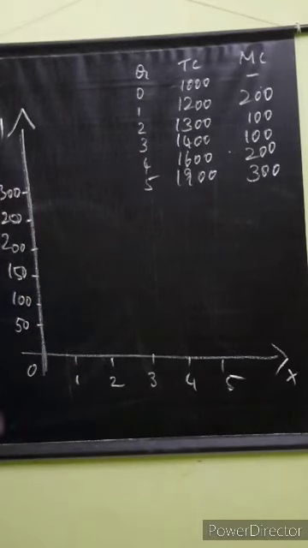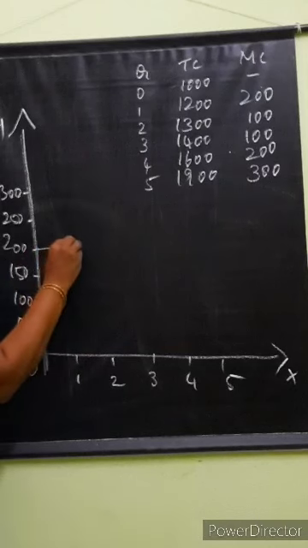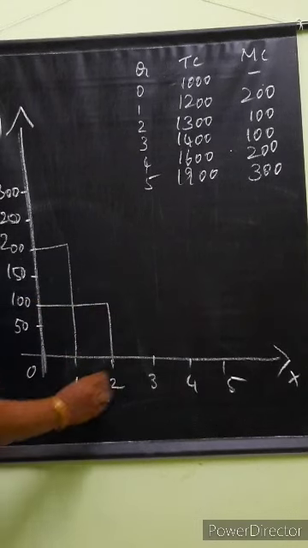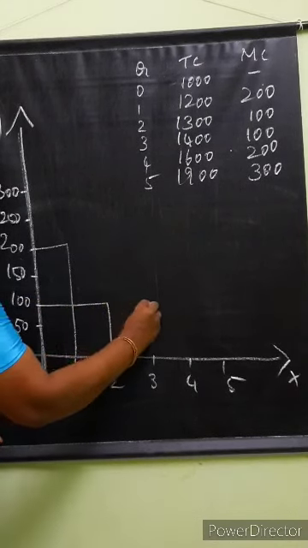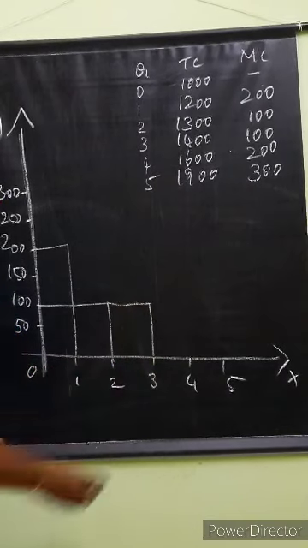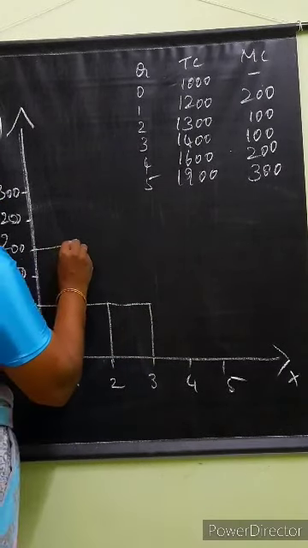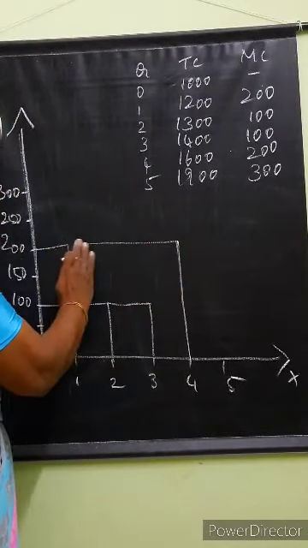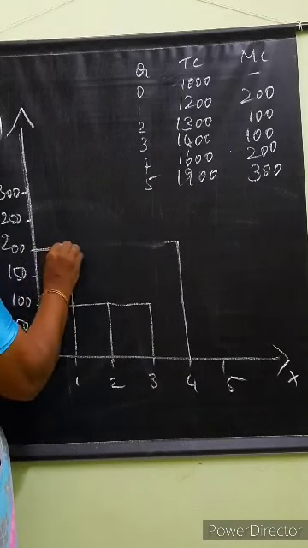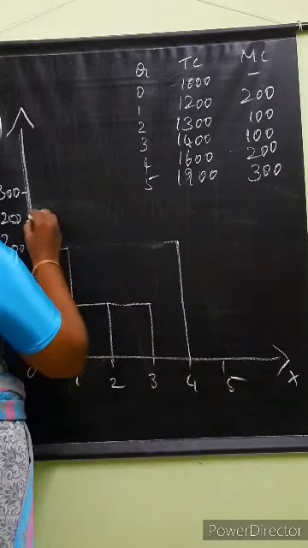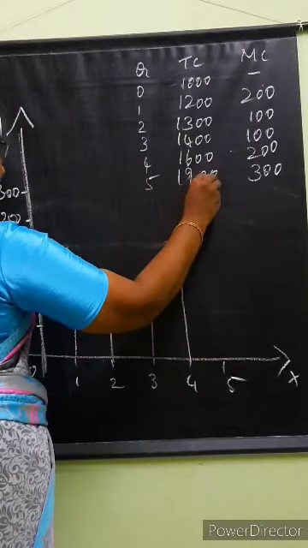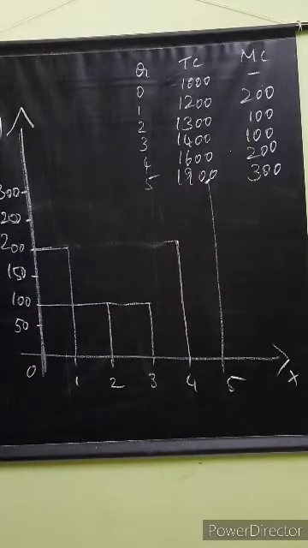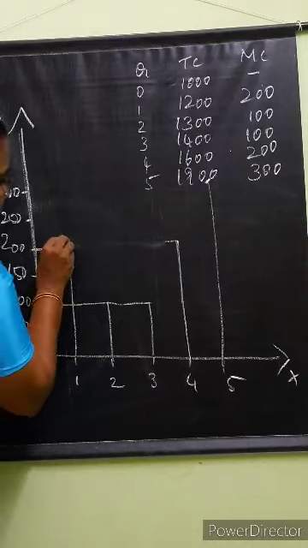First one, 200. Isn't it? Second, 100. Third also 100. Fourth one 200. So I have drawn the line like this. Fifth one 300. If I draw the curve, I will get the curve like this.